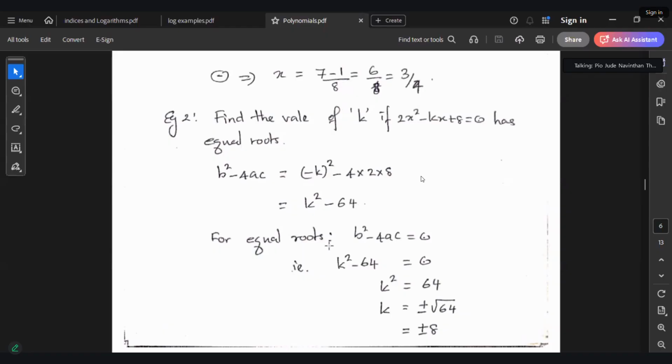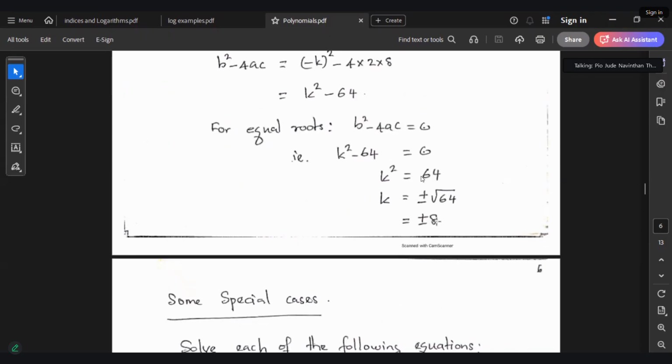Right. So this is the main part of this problem. Again we can solve it. k square is equal to 64. Therefore k is equal to plus or minus root of 64. The plus or minus is another one we miss. 8 into 8 is 64, no? Therefore, the answer is plus or minus 8.